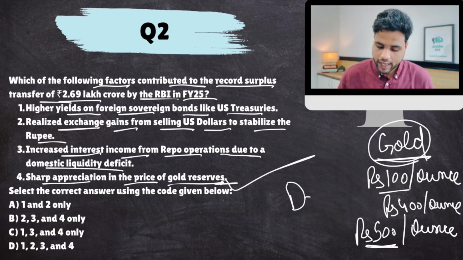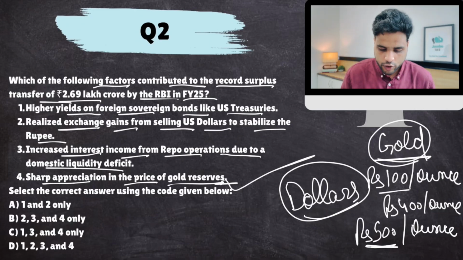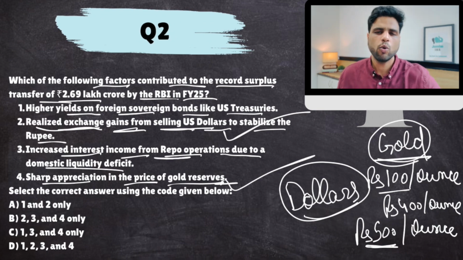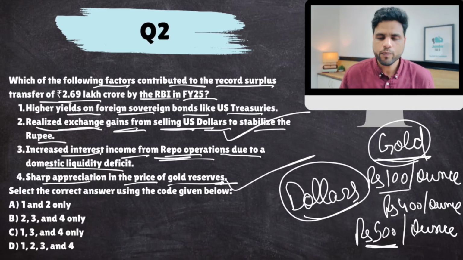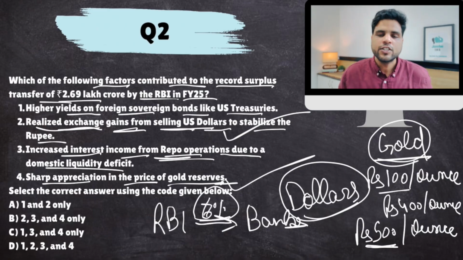Same, RBI also has dollars. It purchases dollars at 80 rupees and then sells them at 90 rupees. So RBI is gaining money. So, realized exchange gains from selling US dollars. Plus, you all know about repo and reverse repo operations. What is repo? The interest rate at which RBI loans money to banks. Now, banks pay back this money at some interest rate. So that interest is RBI's income. So there were too many repo operations because of which RBI earned money.